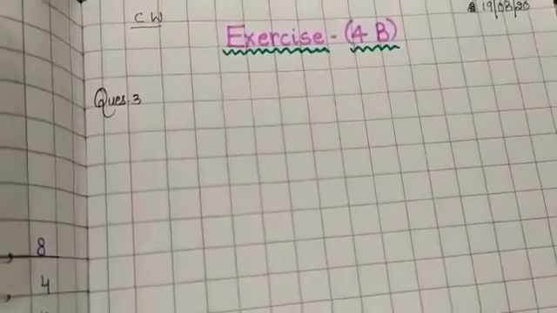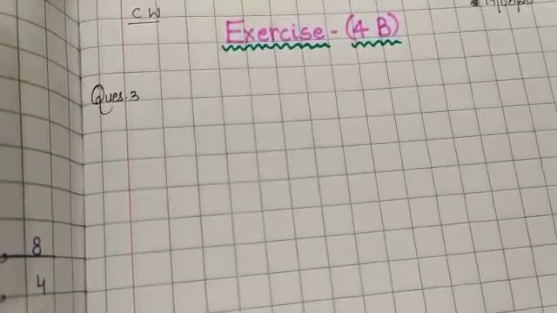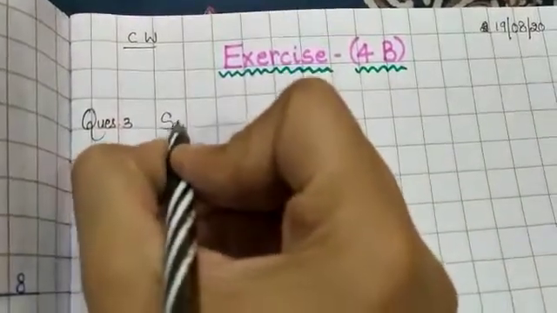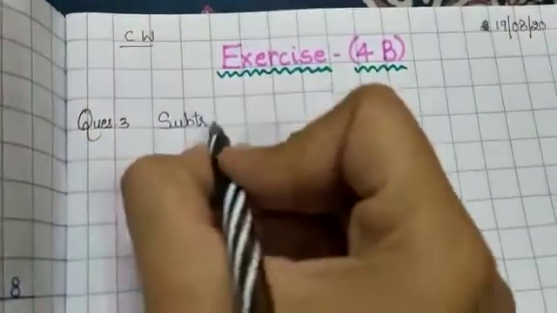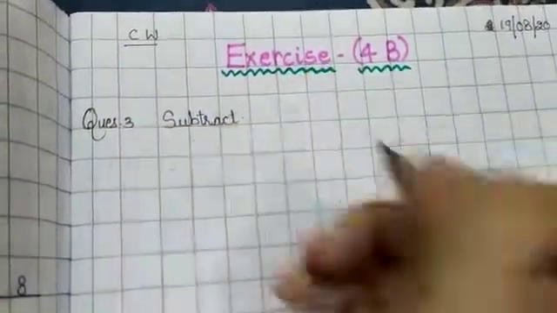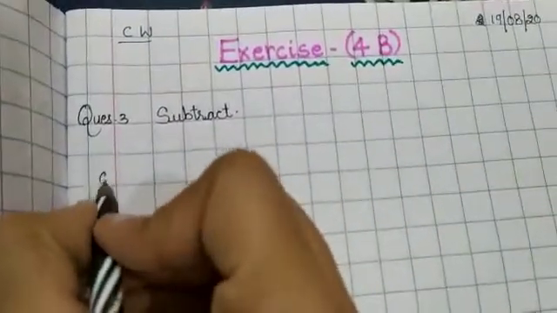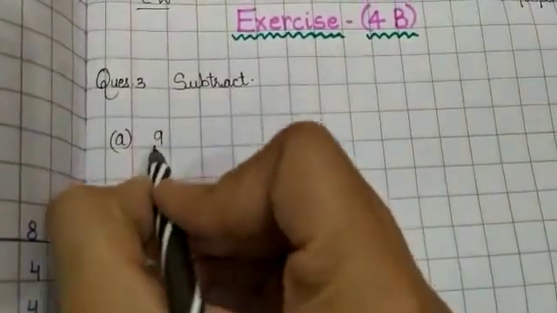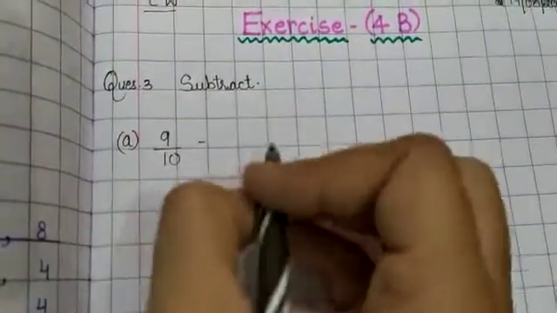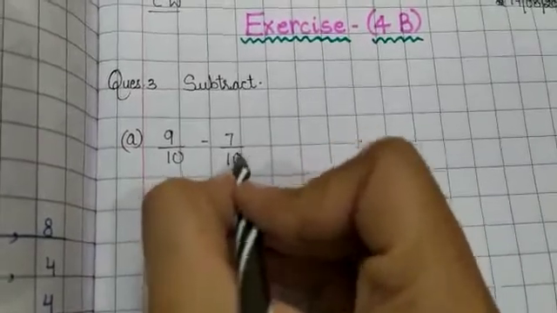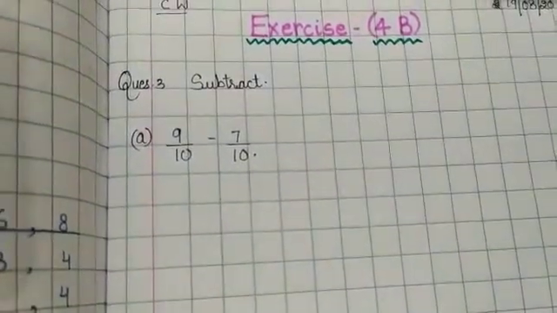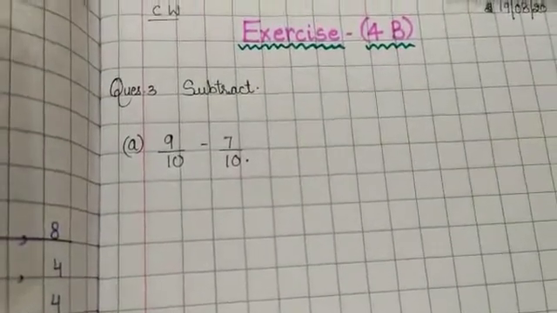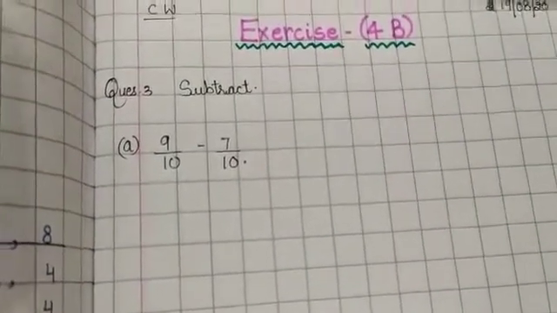Done. So today we'll do question number 3 from exercise 4B. Copy down question number 3. Subtract. Now copy down part A. 9 by 10 minus 7 by 10.